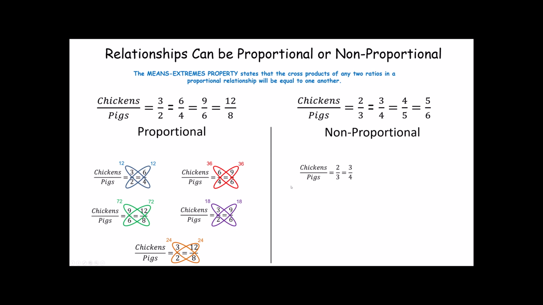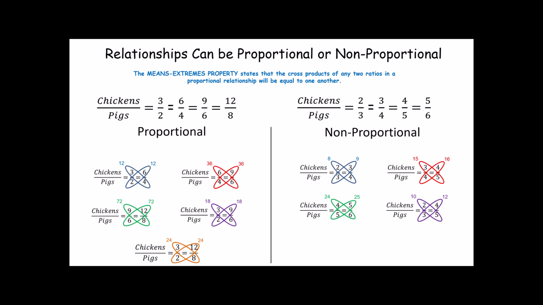Over here on the right, if I take the first two, the cross products are 8 and 9. They don't match. 3/4 and 4/5, 15 and 16. They don't match. 4/5 and 5/6, 24, 25. They don't match. 2/3 and 4/5, I get 10 and 12. They don't match. And lastly, 2/3 and 5/6, I get 12 and 15.